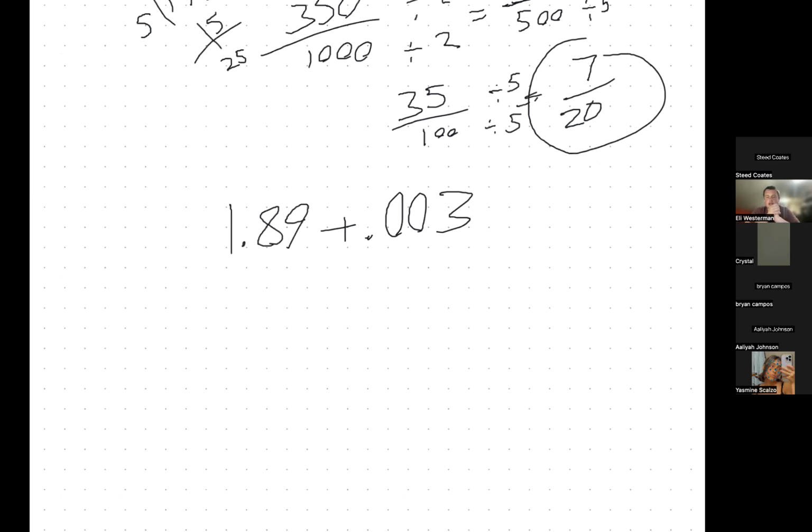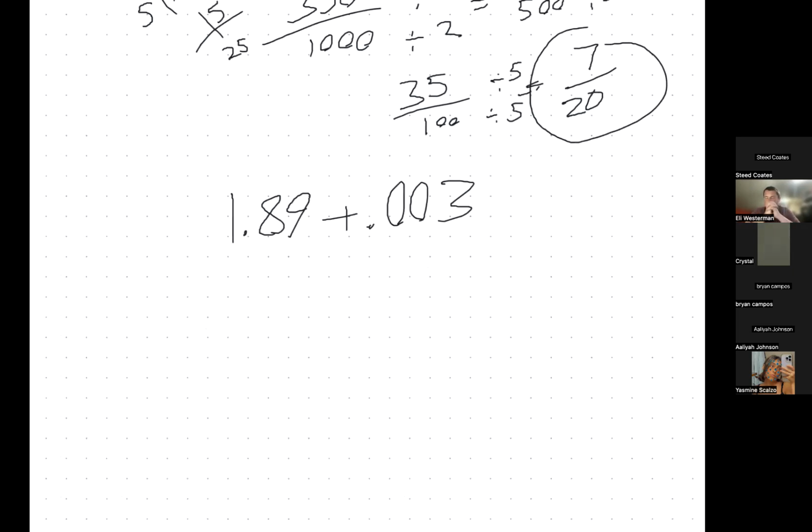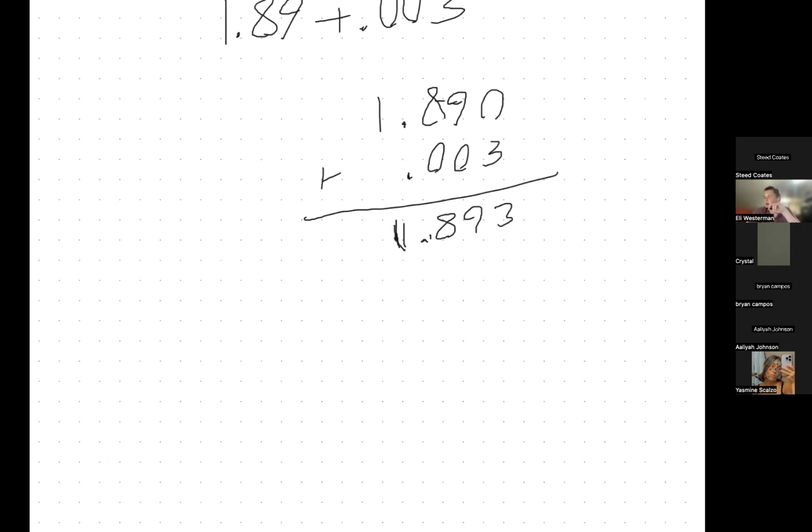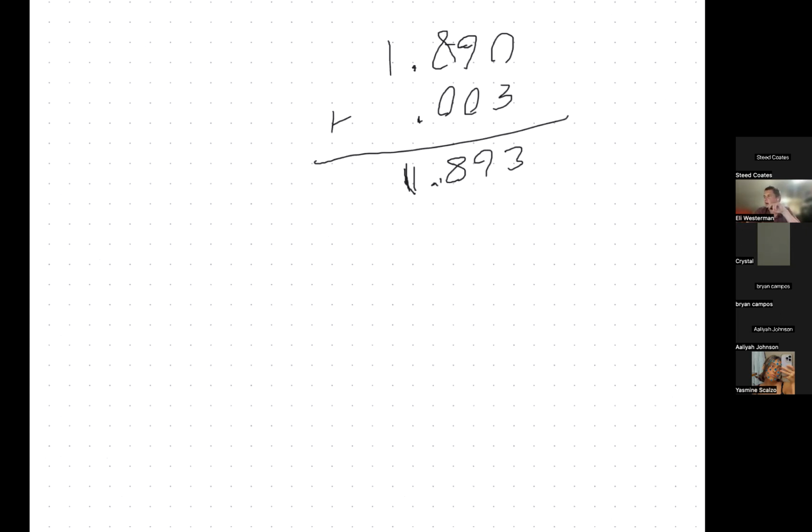All right, do you all want me to try it out or do you need some more time? All right. 1.89 plus 0.003. We're going to have to add a 0 here. So 1.893. Now, why don't you all try this one?